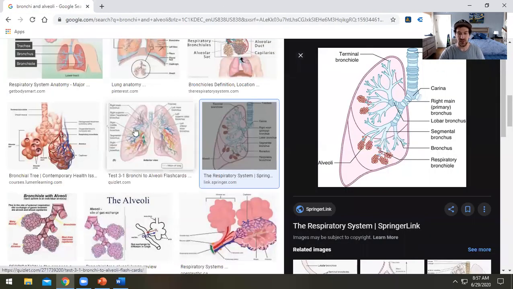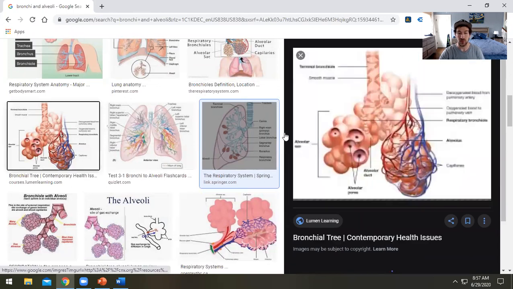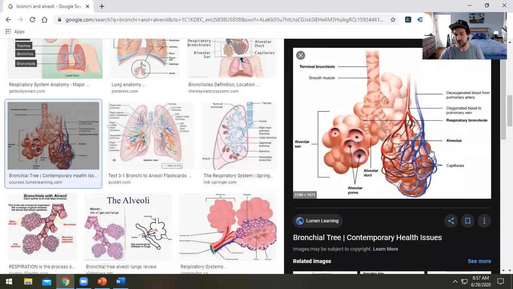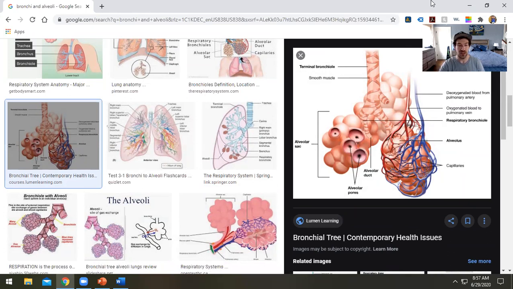So that is the general overview of what we're going over today. And there you can see those blood vessels, right? So we're going to look at what that is.